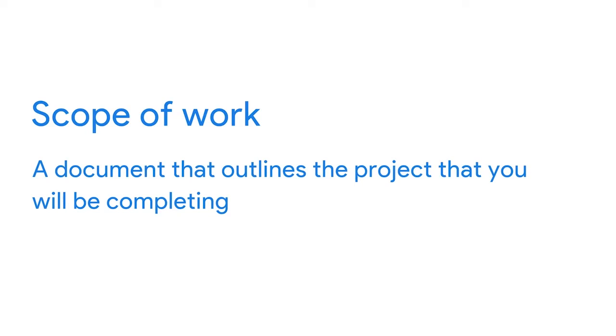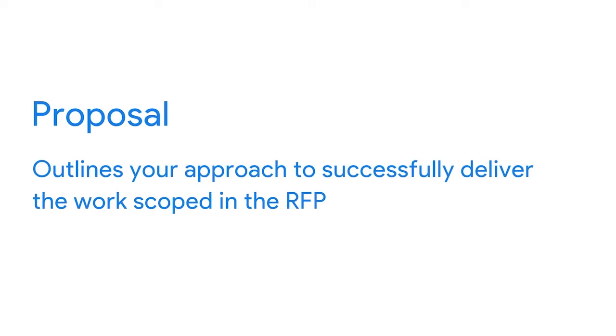A scope of work is a document that outlines the project that you will be completing. It lays out the needs, objectives, timelines, constraints, and any external work you might need to get to complete the project. Next, you want to prepare a proposal to respond to the RFP. A proposal outlines your approach to successfully deliver the work scoped in the RFP.